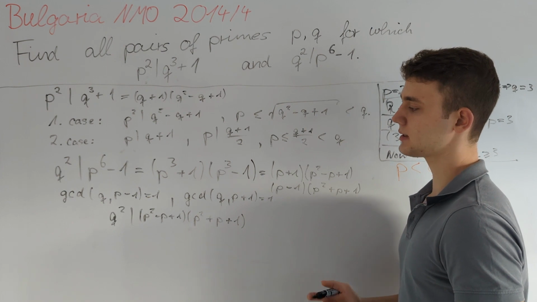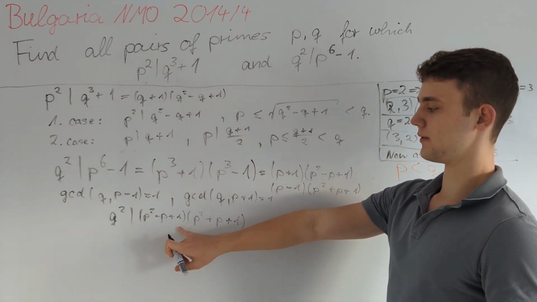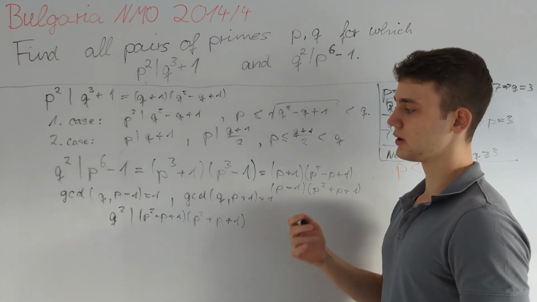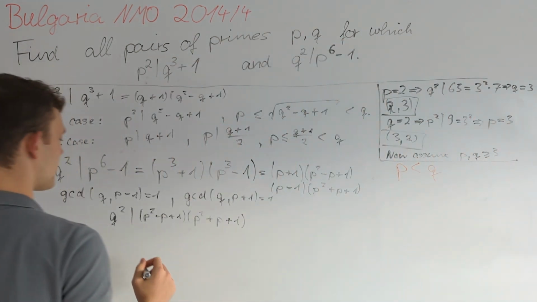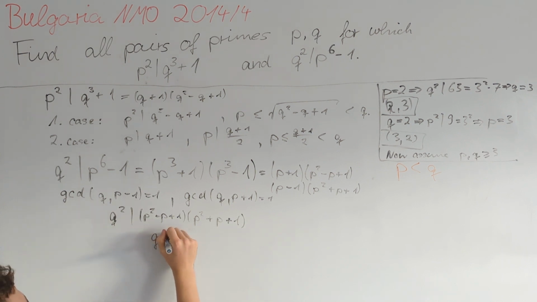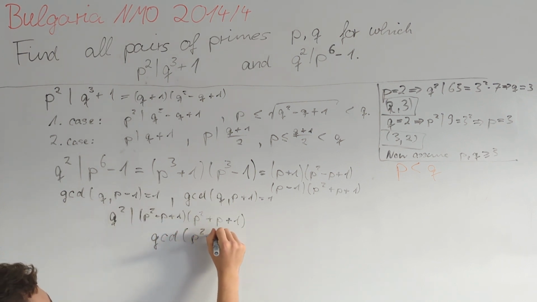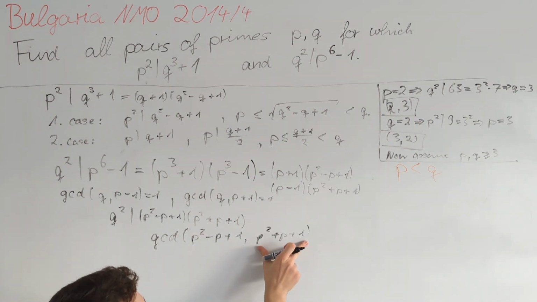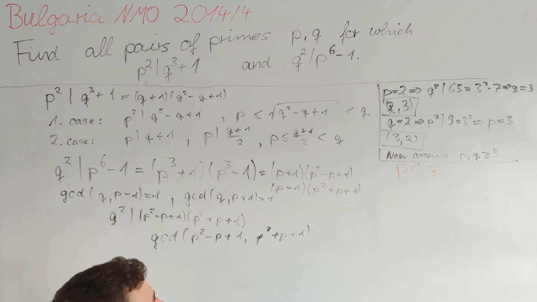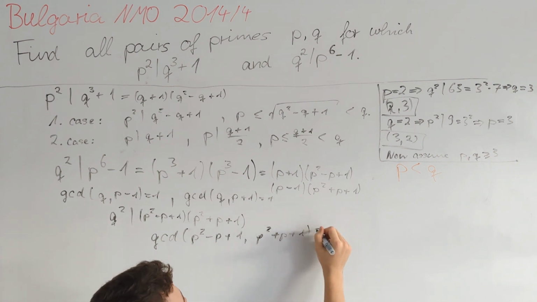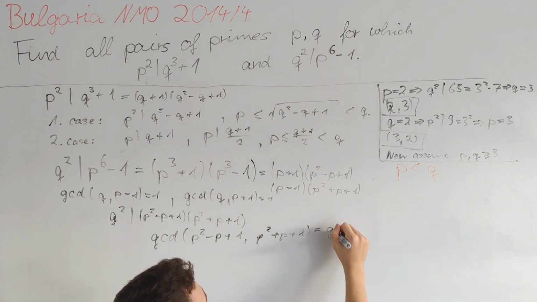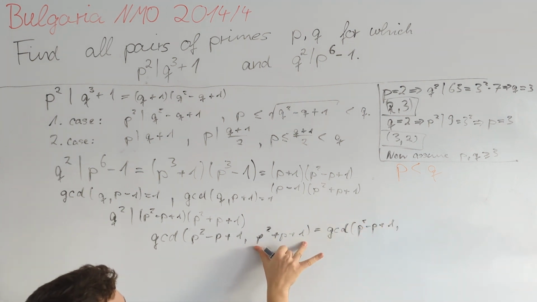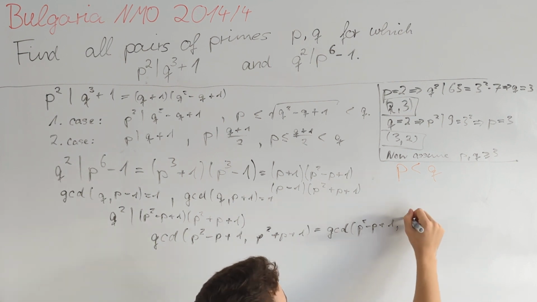This motivates us to take a look at the greatest common divisor of those two factors, which in this case q should divide. And we can compute that GCD: the GCD of p squared minus p plus 1 and p squared plus p plus 1. To compute this, we can use Euclid's algorithm that works for polynomials just like for integers. So we get that this is equal to the GCD of p squared minus p plus 1 and the difference of these two terms, which is nothing but 2p.